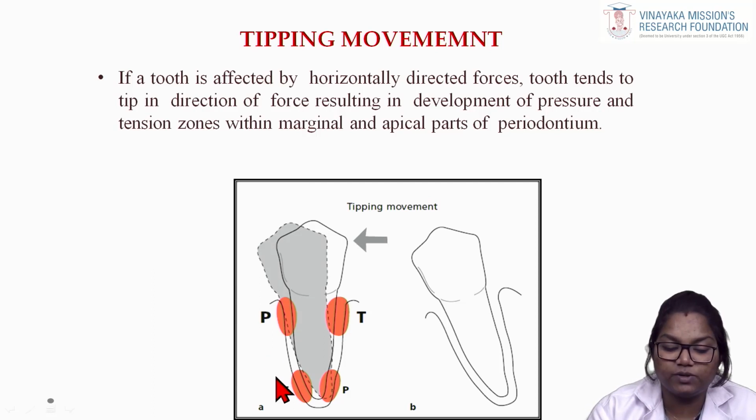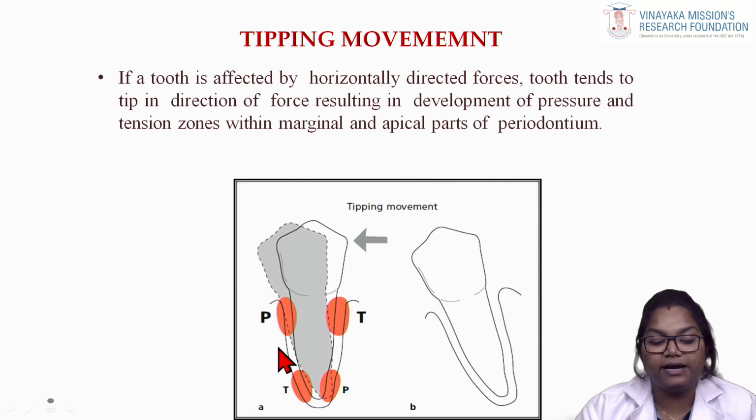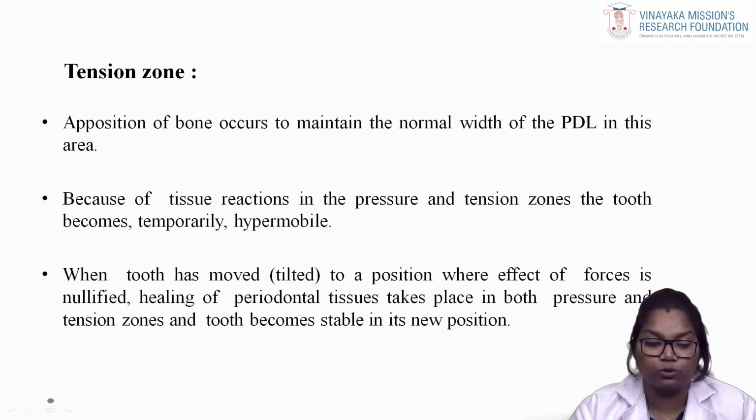So in this picture, as we see, there is force directed in the horizontal direction. Then we have the pressure zone, then the tension zone. In this pressure zone, we have bone resorption, here we have bone formation. Until this force is nullified, the tooth keeps moving. Once the force is nullified, the tooth becomes stable there, and it heals in that position.